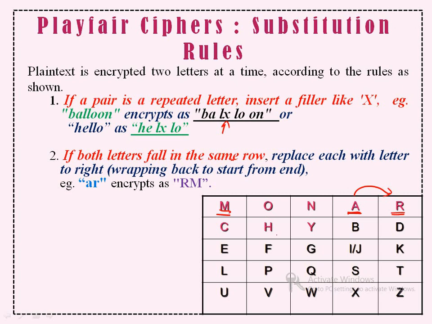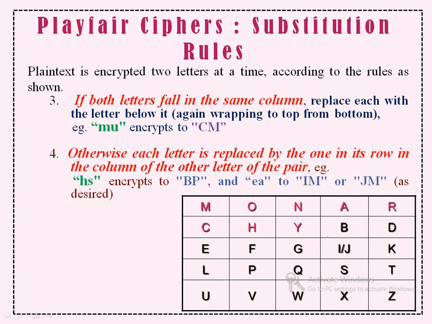For example, HY. This will be easier. If HY is there, then H will be replaced by Y and Y should be replaced by V. That's the rule. Please make a note: if in the same row, take the right element. That's the only thing that you have to write.